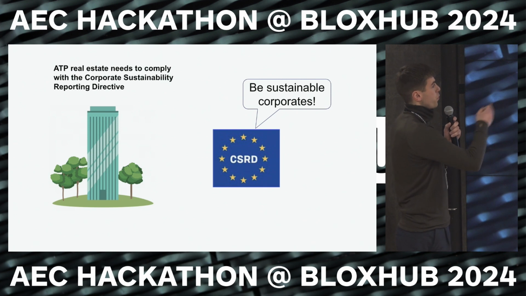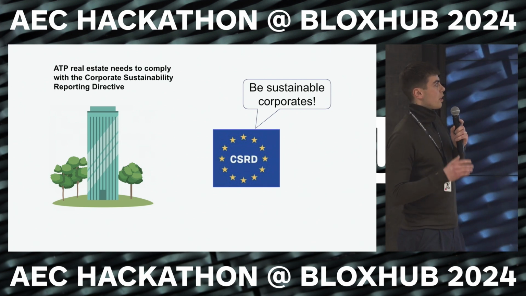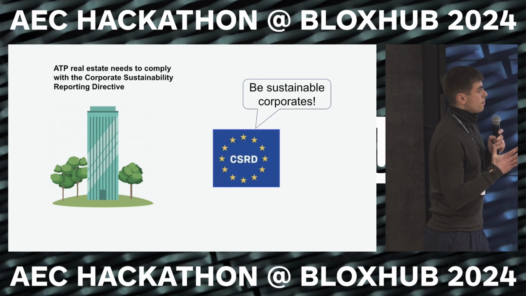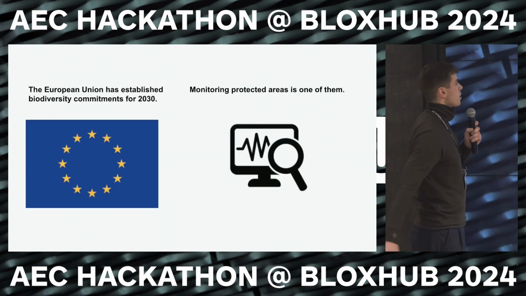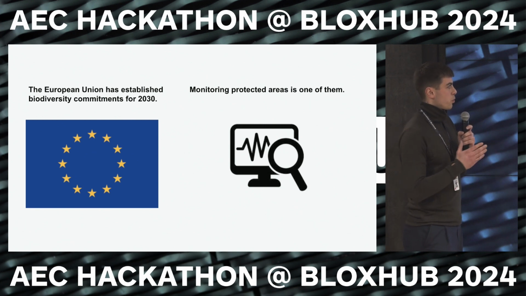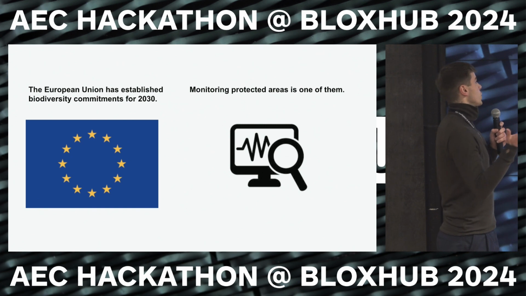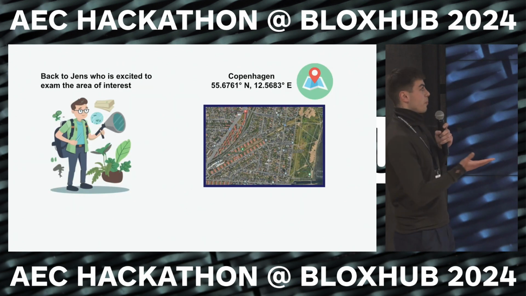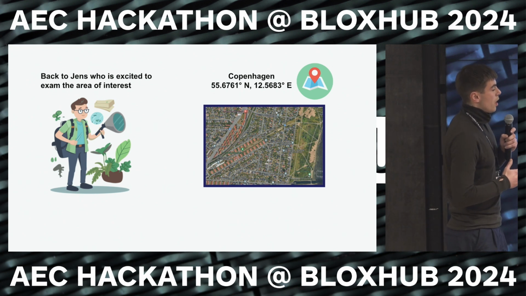Just to frame a bit what ATP wants. ATP is a real estate company that needs to comply with the Corporate Sustainability Reporting Directive, called CSRD. The European Union has established biodiversity commitments for 2030. Monitoring protected areas is one of them. So, Jens is very excited to examine his area of interest.